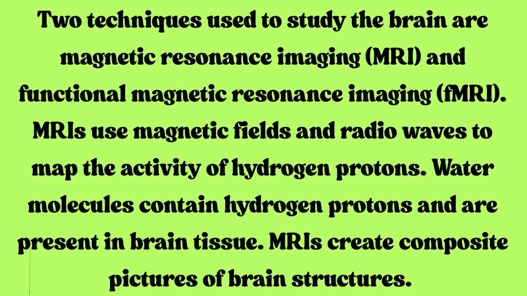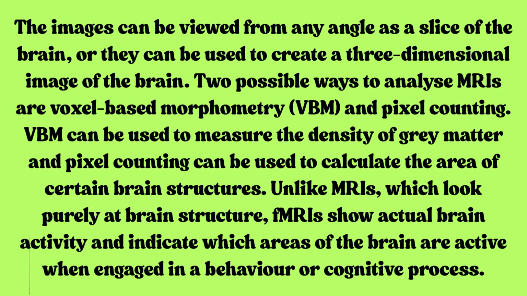So we start with the introduction first, and it goes like this. Two techniques used to study the brain are magnetic resonance imaging (MRI) and functional magnetic resonance imaging (fMRI). MRIs use magnetic fields and radio waves to map the activity of hydrogen protons. Water molecules contain hydrogen protons and are present in brain tissue. MRIs create composite pictures of brain structures. The images can be viewed from any angle as a slice of the brain, or they can be used to create a three-dimensional image of the brain.